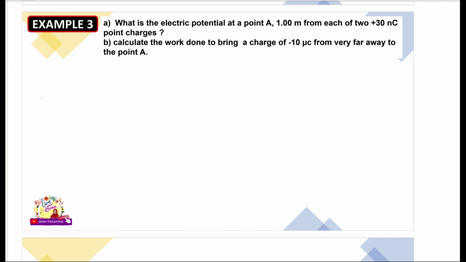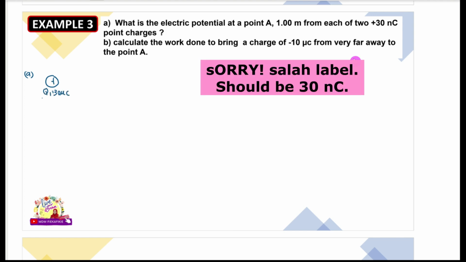Alright, example number 3. What is the electric potential at point A, where the point A is 1 meter from each of two 30 nanocoulomb point charges? Okay, maknanya kita ada 2 charge dekat sini. Jom kita buat A. Okay, lukis dulu. So, kita ada positive charge here. So, Q1 is 30 microcoulomb. And then we have second charge. Sama jugalah, positive 30 microcoulomb.